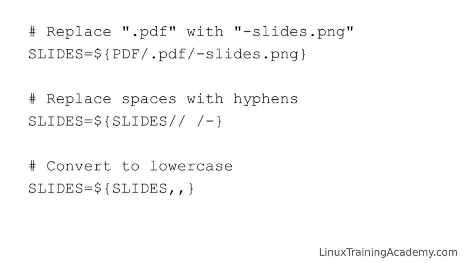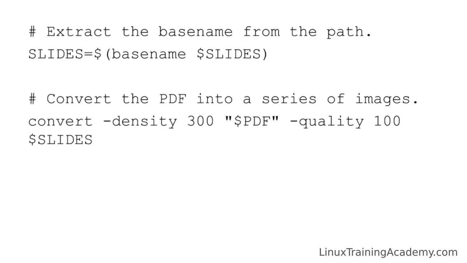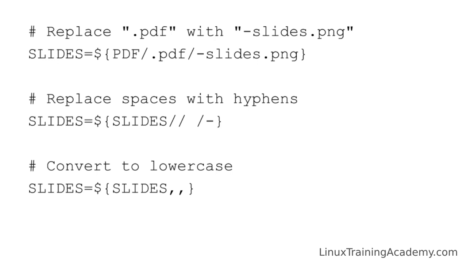From there, I substitute hyphens for spaces and then I convert everything to lowercase. Sometimes my PDF files are saved in camel case or uppercase or whatever, and I just want these images to be all in lowercase. If a path was provided, I just use the basename command to strip that path off because I want to save these images in the directory that I launched the script in. Finally, I use the convert command to do the actual conversion from the PDF file to a series of PNG images.